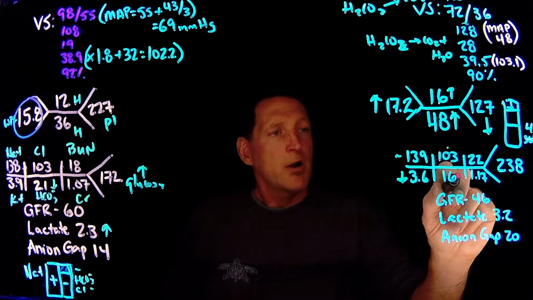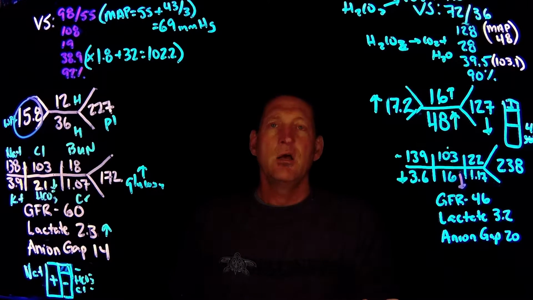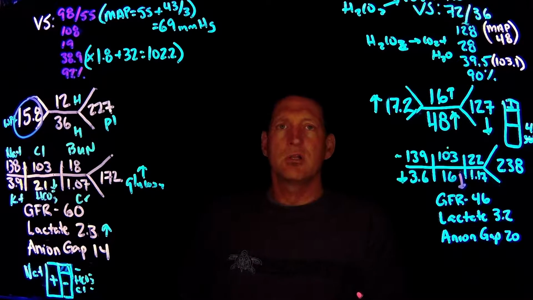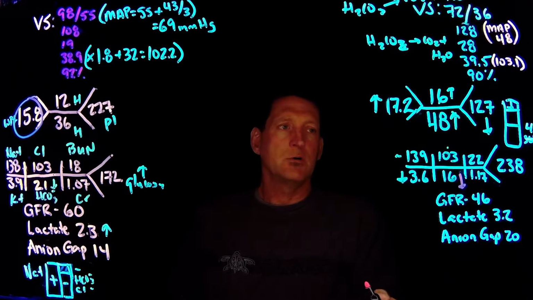But here's the thing that's most concerning, my bicarbonate. My bicarbonate has gone down quite a bit from 21 to 16. So that confirms that she's probably in a state of metabolic acidosis at this point. And so my question is, where is the bicarbonate disappearing to?